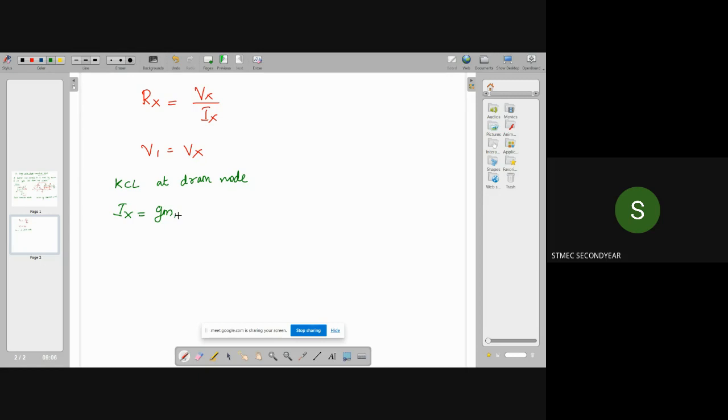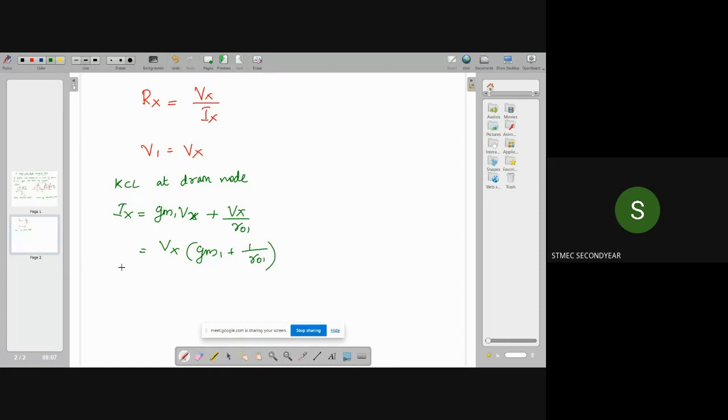GM1 into V1, and V1 is equal to Vx, so I am writing Vx. GM1 into Vx plus Vx divided by R01. Right, so I can take Vx outside. This will be GM1 plus 1 by R01.